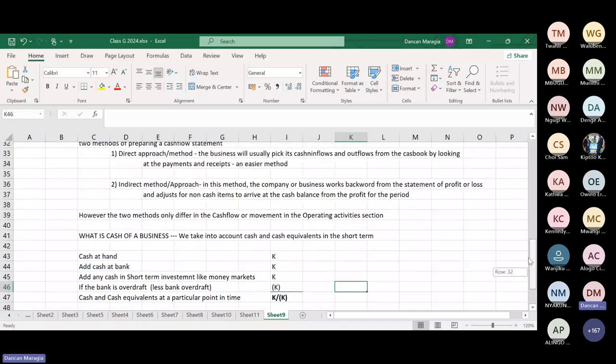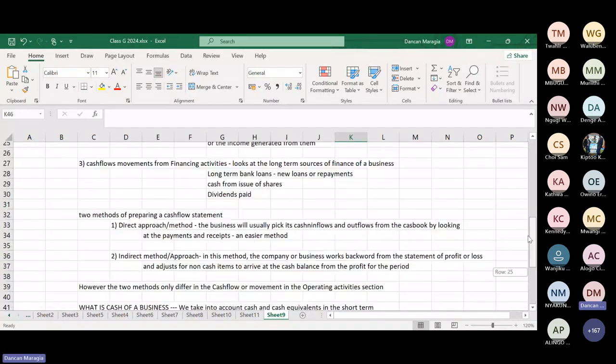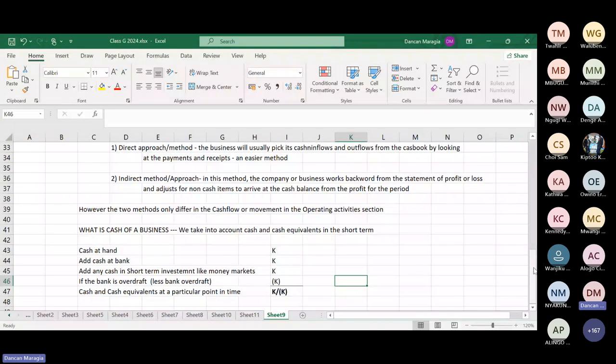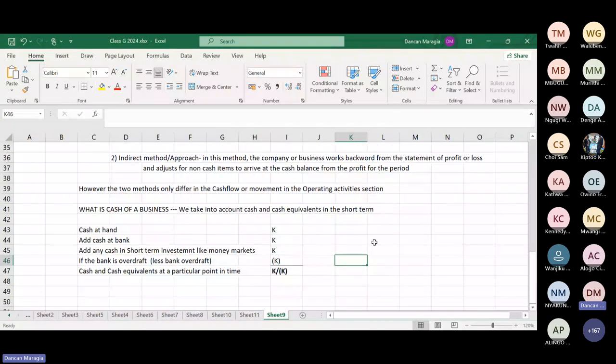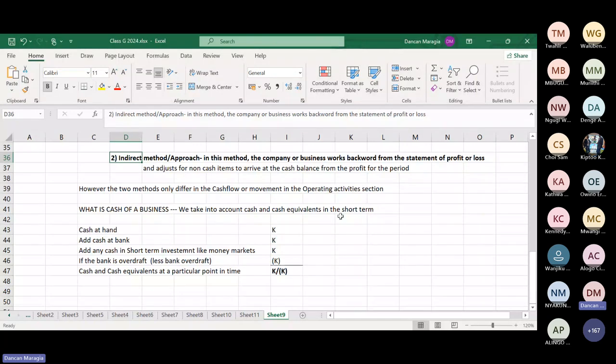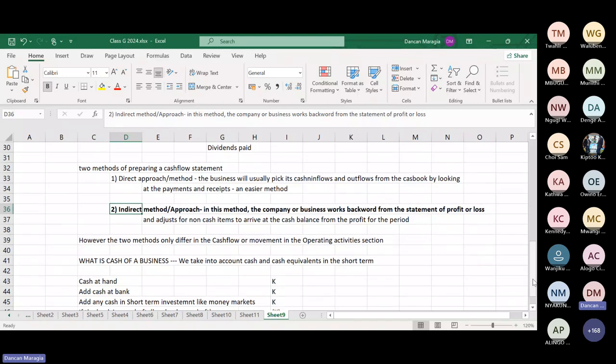Especially, why do you think of these two methods, direct and indirect, which one is advocated for as a best practice? You realize that the indirect method is taken as a best practice, and companies in accounting are not allowed to use the direct approach. When we are preparing financial statements for publication, we are supposed to be using the indirect method.